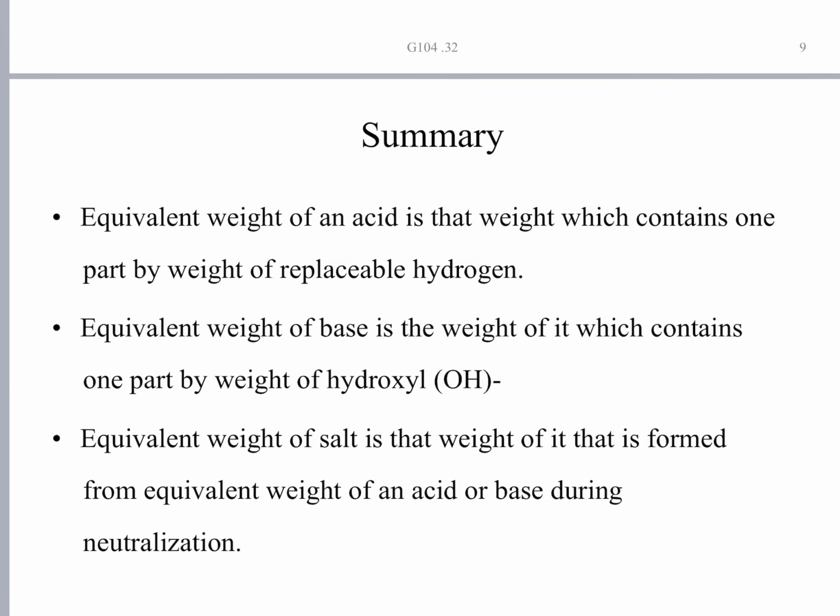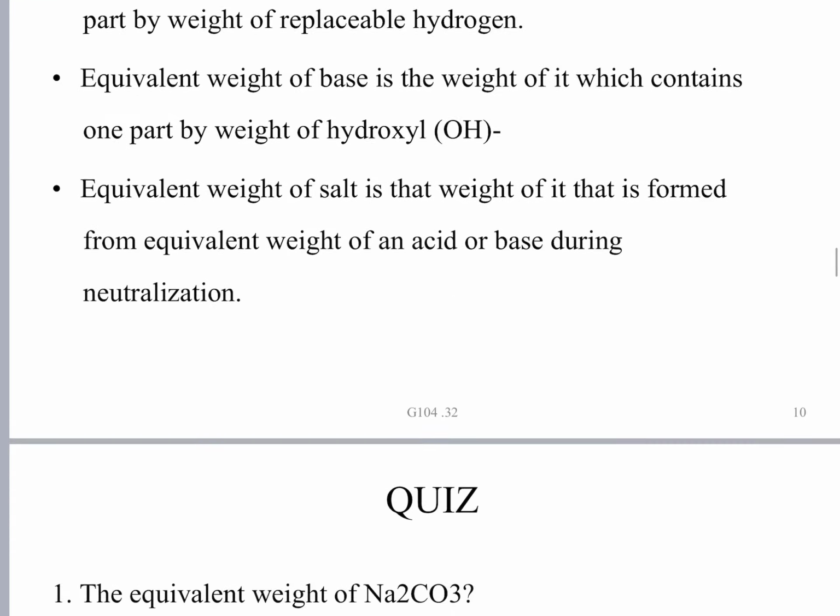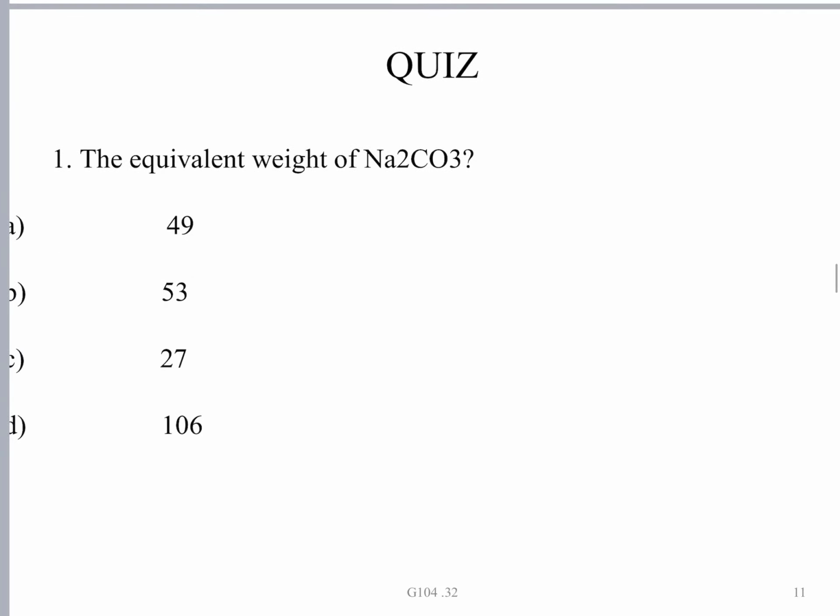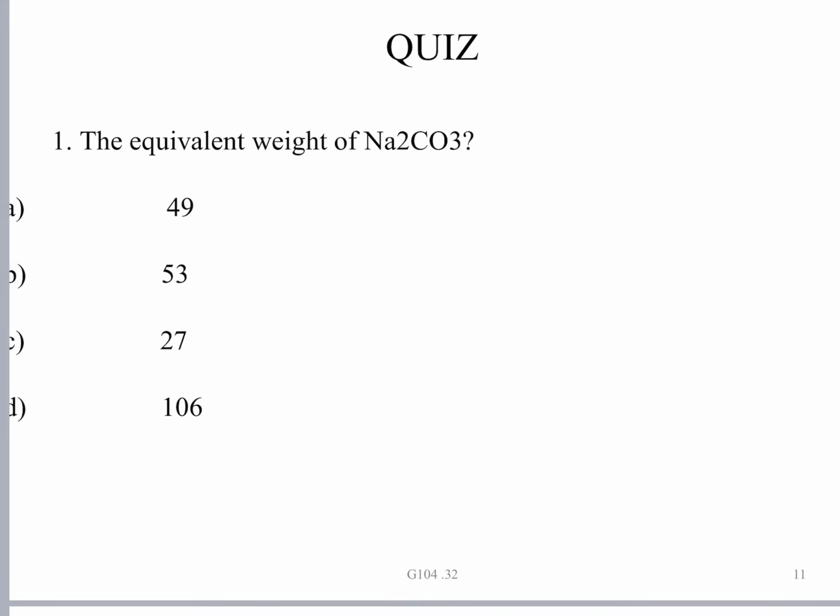Equivalent weight of an acid is that weight which combines with 1 gram of hydrogen, or equivalent weight of a base. Equivalent weight of hydrogen is the weight of substance that combines with the weight of a replaceable hydrogen. So these we have seen already. Let's try to work out a few quiz questions.